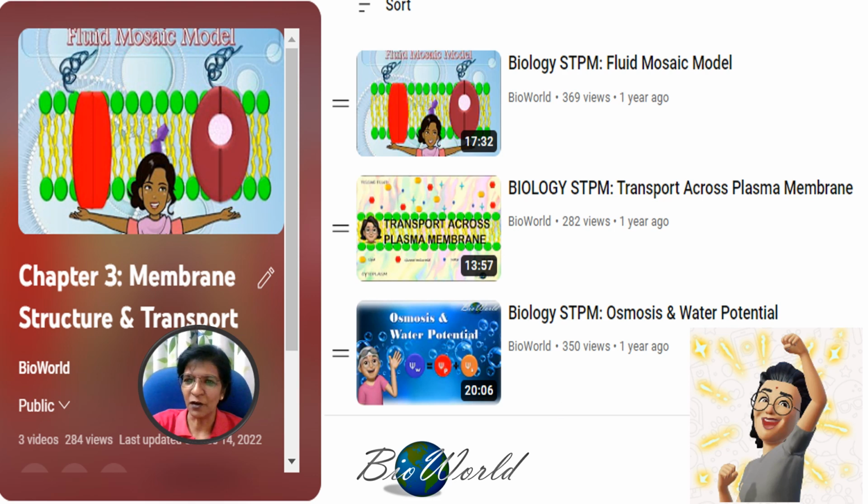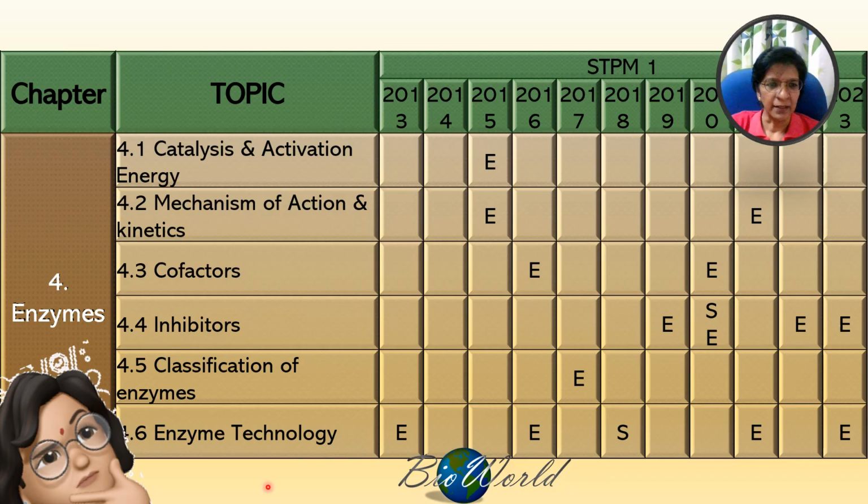Okay, come, let's move on to chapter 4. Now, chapter 4 is quite big. There are 6 subtopics. But you see, last year it has already been tested for the topic of inhibitors as well as the topic of enzyme technology. So then, what should we prepare for? You see, the topic on catalysis and activation energy was only tested in 2015, and since then it hasn't been tested. So high probability this year.